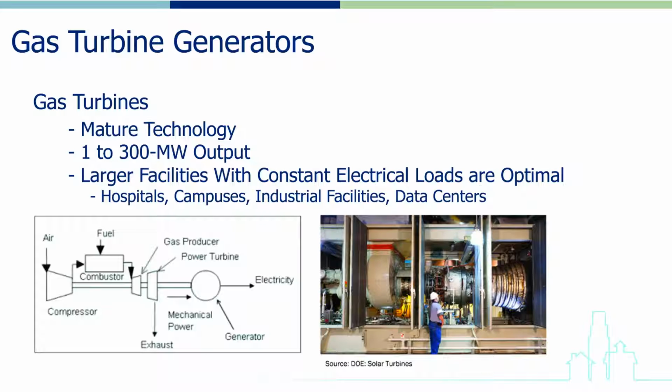Because the electrical generation efficiency of gas turbines declines significantly as the load is decreased, gas turbines provide the best economic performance in applications where the system operates at or near full load and are most suitable for applications like hospitals, campuses, industrial facilities, data centers, etc.